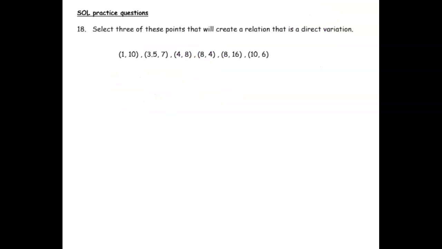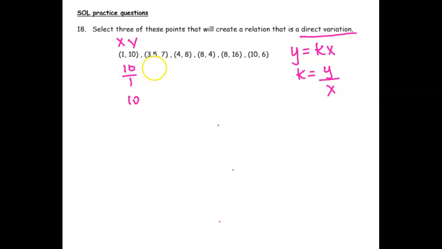Okay? All right, here's the practice section. Select 3 of these points that will create a relation that is a direct variation. Now remember again, direct variation, y is equal to k times x. That means your k is equal to y divided by x. So that means if you look at each one of these ordered pairs, then you take y and divide by x and get the same number. So in this case, 10 divided by 1 is 10. Here we have 7 divided by 3.5. I'm going to get 2. So do all of them, and if you find the 3 that, when you divide y divided by x, give the same number, those will be the relation that's a direct variation.